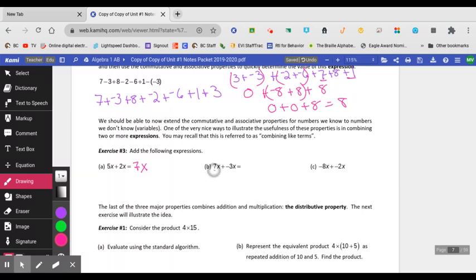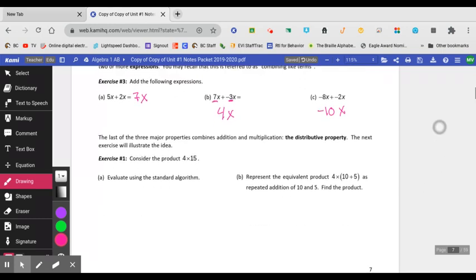Here, again, we're looking at the 7x and the negative 3x. They're like terms. They have the same variable, so we just add the coefficients. 7 plus negative 3 is 4x. And then negative 8x plus negative 2x. Again, those are like terms, so we add the coefficients, negative 10, and it's negative 10x. Reminder, with lots of these examples, you should try your own. Come back, look at mine.